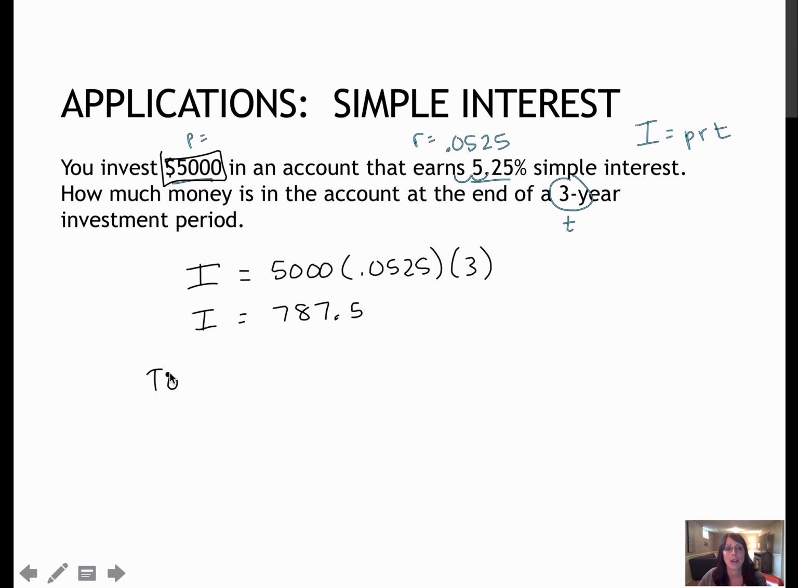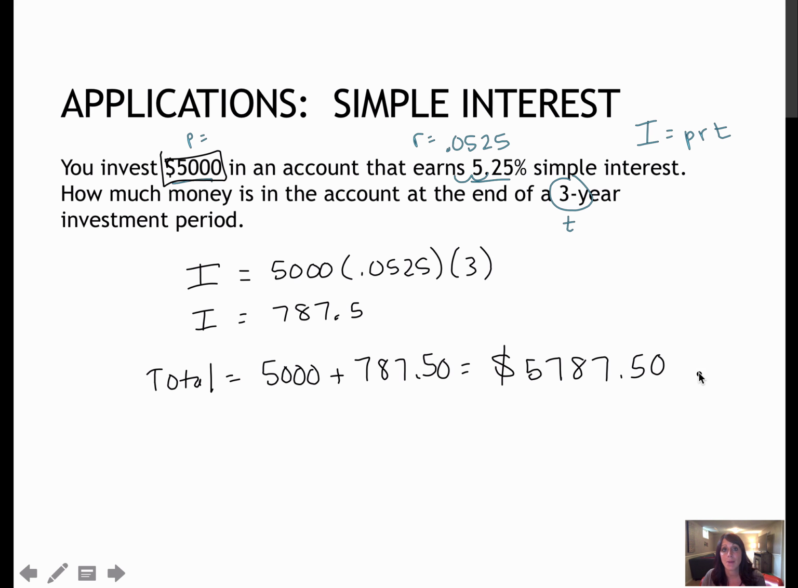So my total amount would be 5,000 plus 787.50, which would of course give me $5,787.50 in the account. Again, for the sake of time, I'm not going to write those sentences, but you should write a sentence if it is a story problem.